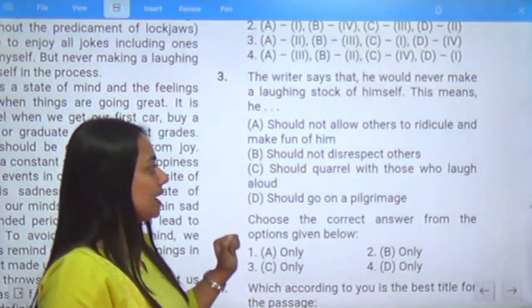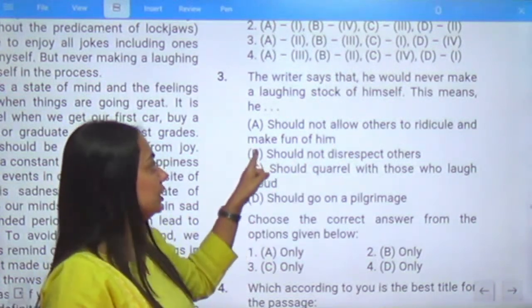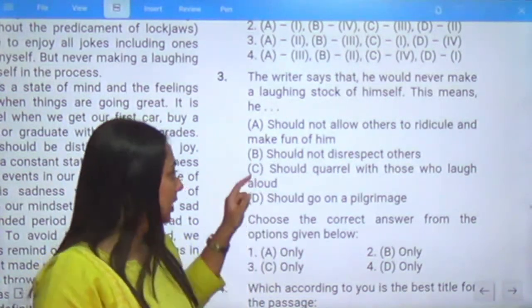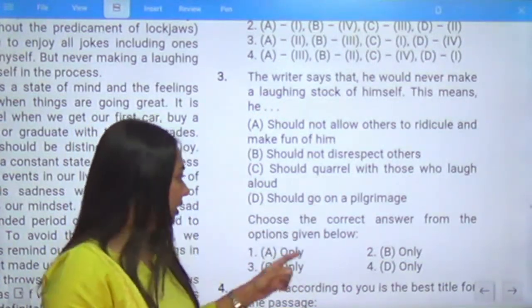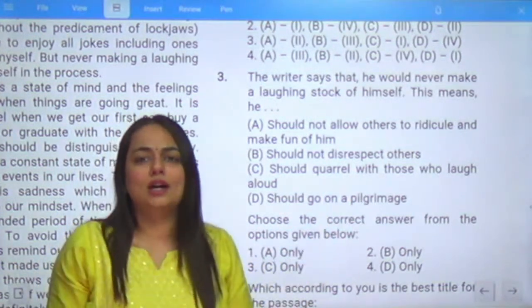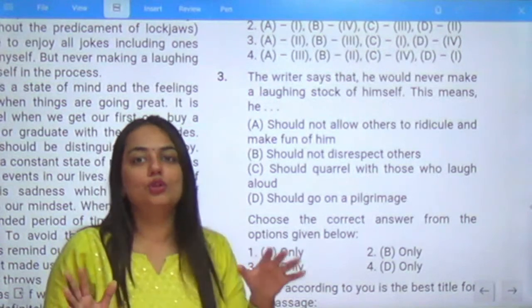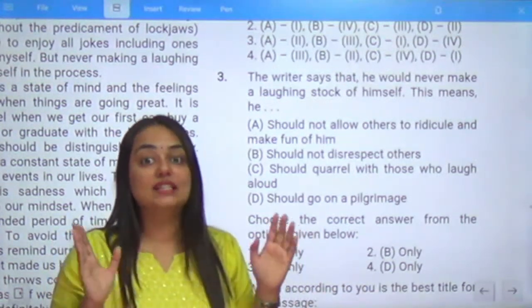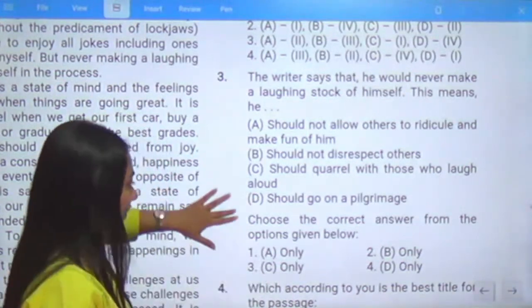Should not disrespect others is also on the same line. Should not allow others to ridicule and make fun of him. Should quarrel with those. Here, we did not talk about quarreling. Again, this is out of context. Should go on a pilgrimage. Why are we discussing pilgrimage here, first of all, when it was not given in the passage? Don't go with one such option, which is out of context. Obviously, the answer is the first one.